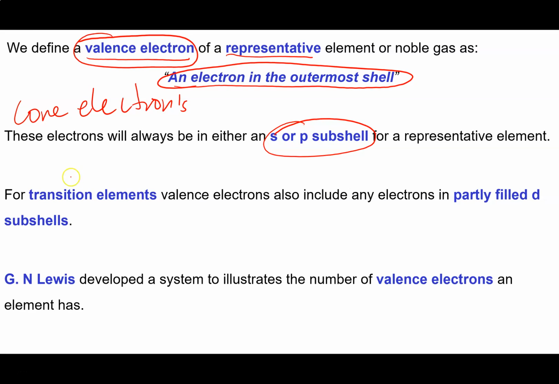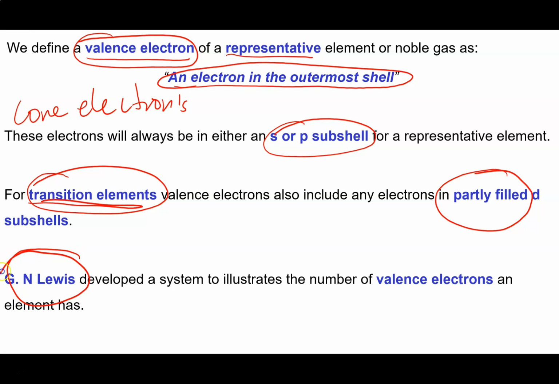Now, for transition elements, those in the d area of the periodic table, their valence electrons include the ones we've already defined, those in the outermost shell, plus any that are in a partly filled d subshell. This doesn't come up very often, but I'm just mentioning it now for completeness. This sounds like a lot, but it's a pretty easy concept to get hold of.